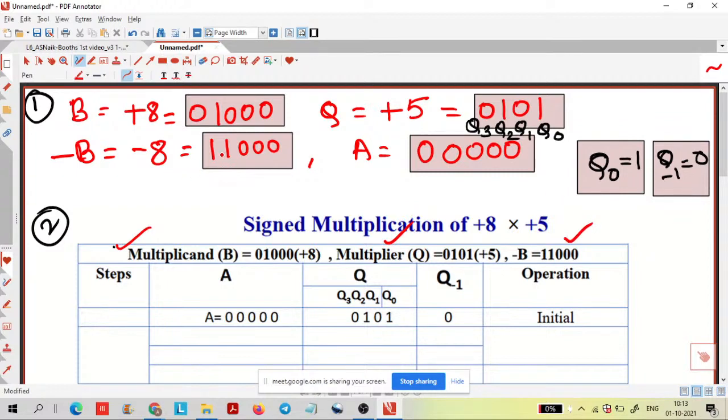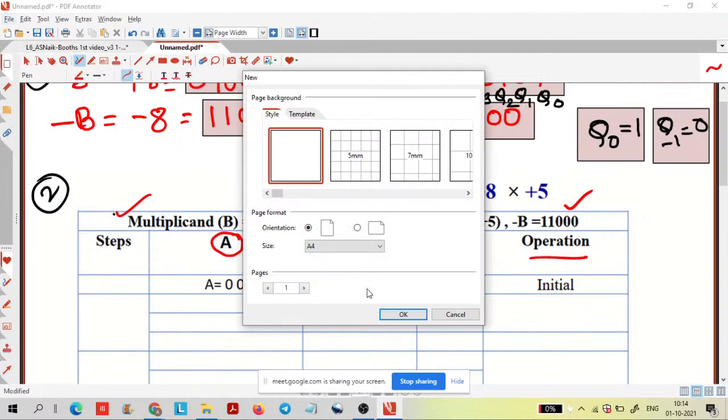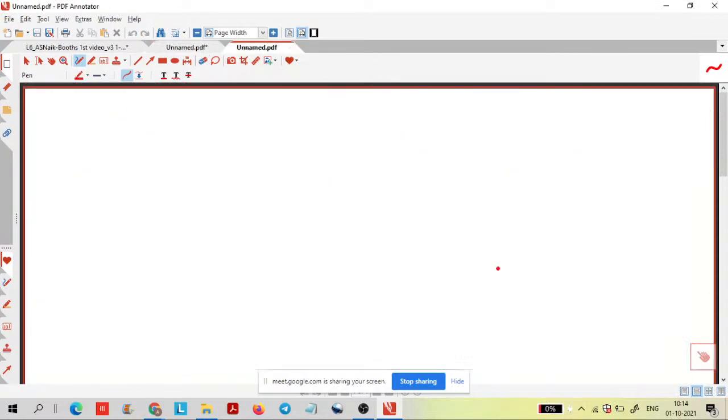So here you have to write a table. What kind of table? Steps, then content of a, content of q, content of q minus 1, and just write it like a comment operation. So content of a, content of q, and content of q minus 1. That is the standard hardware implementation of Booth's algorithm, right?